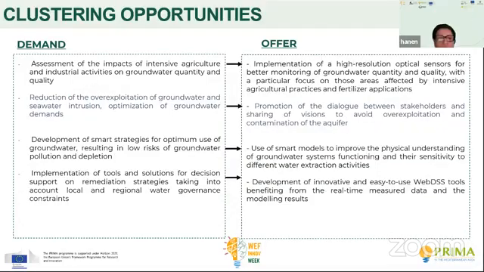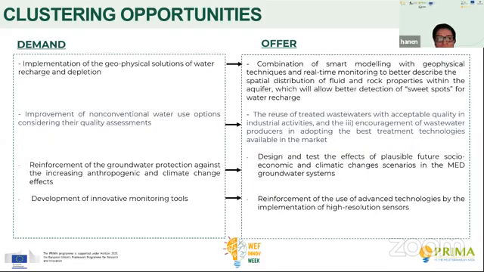For clustering opportunity, I will choose one from each side because we have no time. Reduction of the overexploitation of groundwater and sea water intrusion, optimization of groundwater demands. The offer is promoting dialogue between stakeholders and sharing of vision to avoid overexploitation, as well as contamination of the aquifer. We have also demand improvement on non-conventional water use option, considering their quality assessments. Here the offer is the reuse of treated wastewater with acceptable quality in industrial activity and encouragement of wastewater producers in adopting the best treatment technology available in the market.